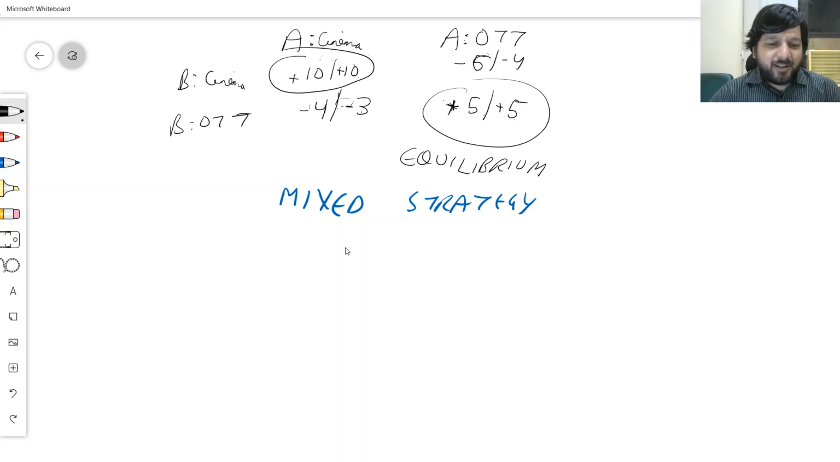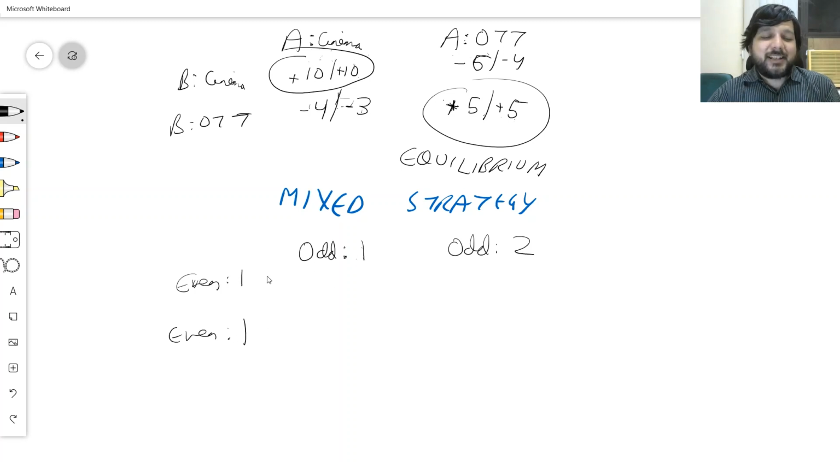It's a two-finger morra, so there are two players. One is called odd, and the other is called even. Odd has two options, one finger or two fingers, and even also has two options, one finger or two fingers. If odd says 1 and even says 1, the sum of both is 2, so even gets a plus 2 and odd gets a minus 2.